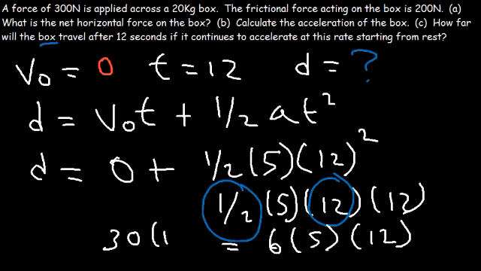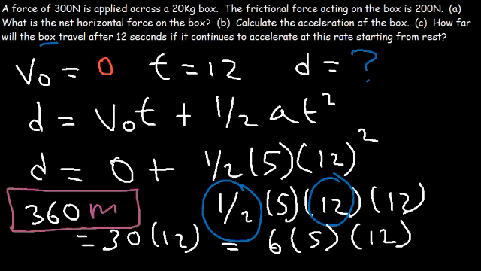And 30 times 12. If we multiply 30 by 10, that's 300. 30 times 2 is 60. So 30 times 12 is 360. So this particular box is going to travel 360 meters in 12 seconds. That's what I wanted to say.